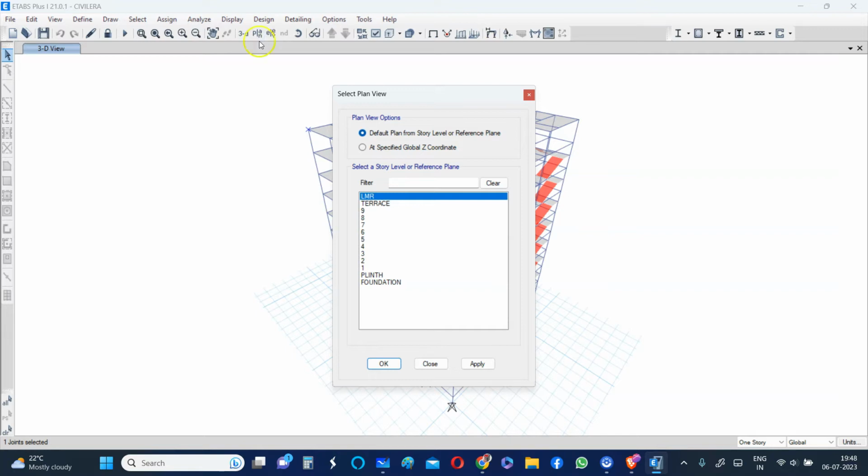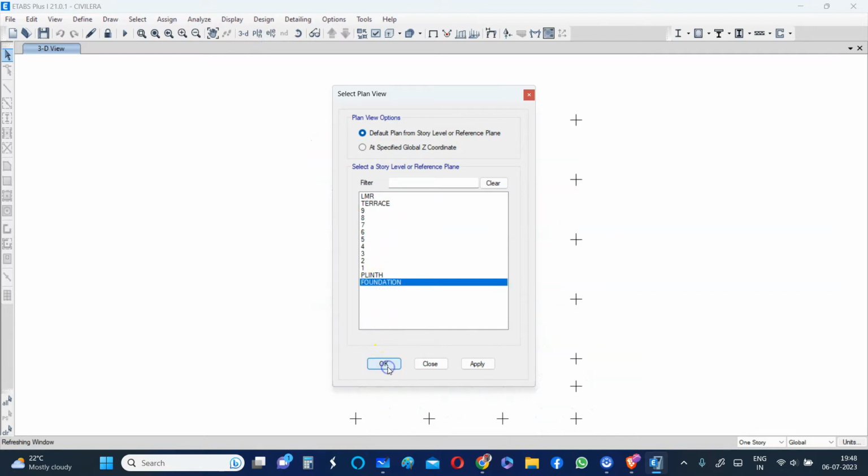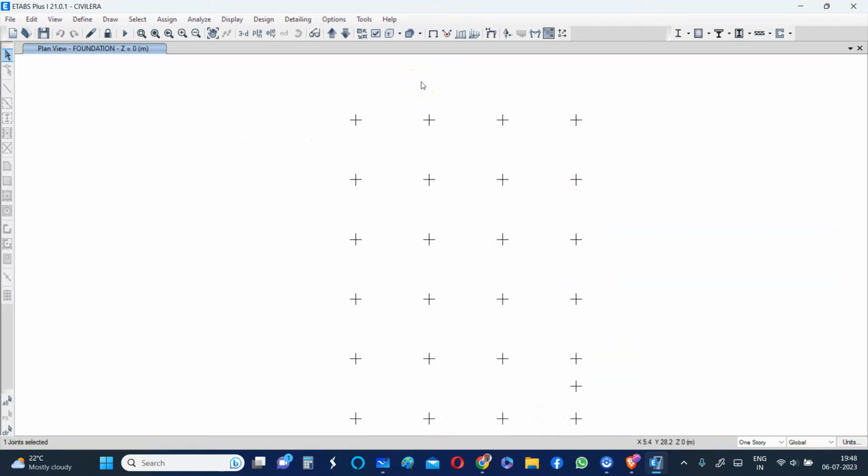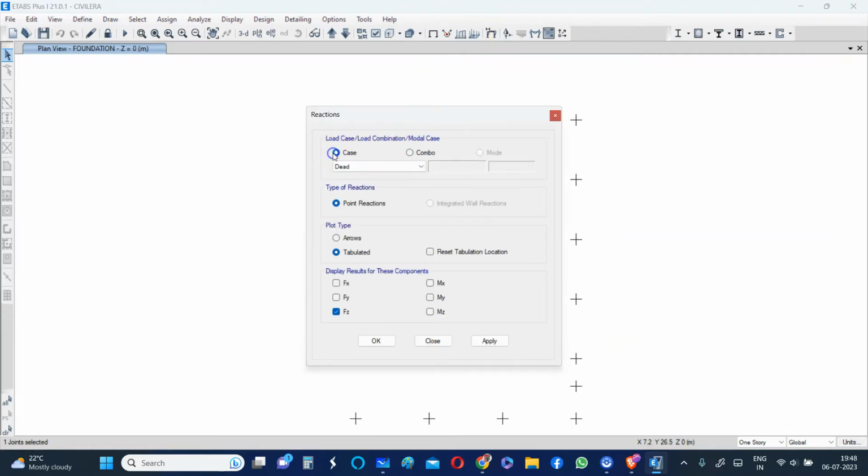So let me go to the plan and then take the foundation level and display the support reactions. For easy explanation, I would use a case, and I will use the live load total, which is the easiest to check. So I'm going to check this and display FZ, say arrows or tabulated, whatever, and then apply.